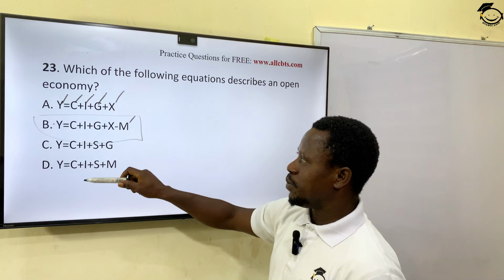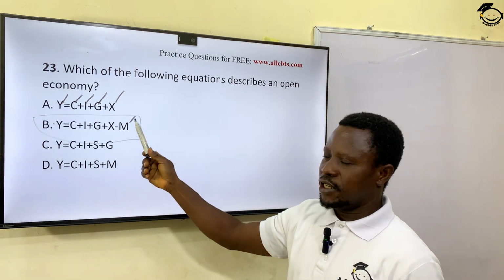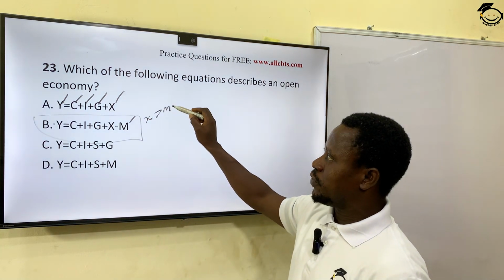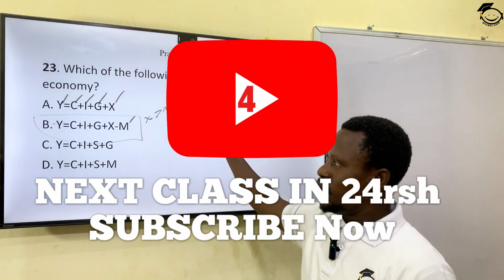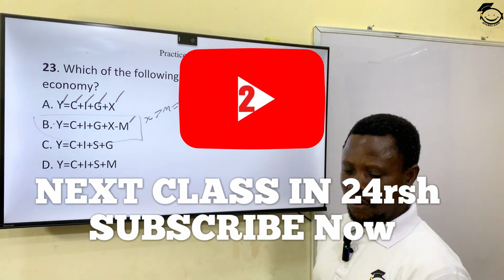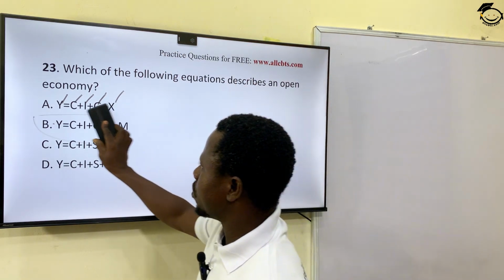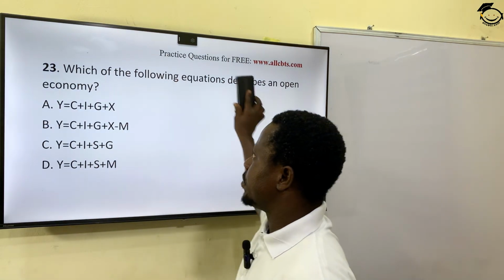So when you look at these four equations, the most balanced equation is option B, where we have income, consumption, investment, government expenditure, and the difference between what? Export and import. And you and I know that it is better for export to be greater than import, for us to have what? Favorable balance of payment and balance of trade. If it is lesser, that's unfavorable for us. So, option B is the most correct answer. Best equation for open economy. The next question.